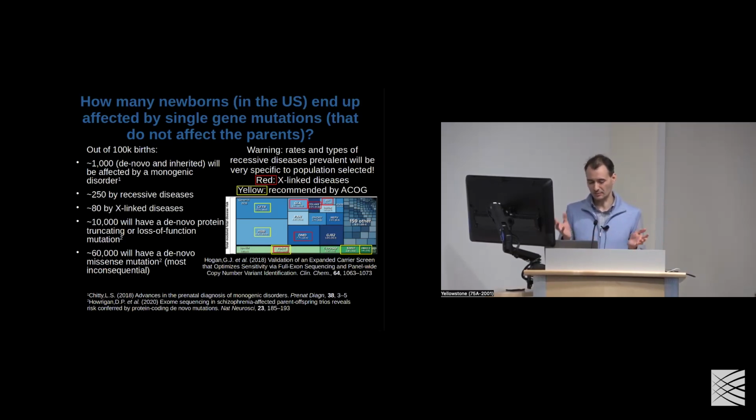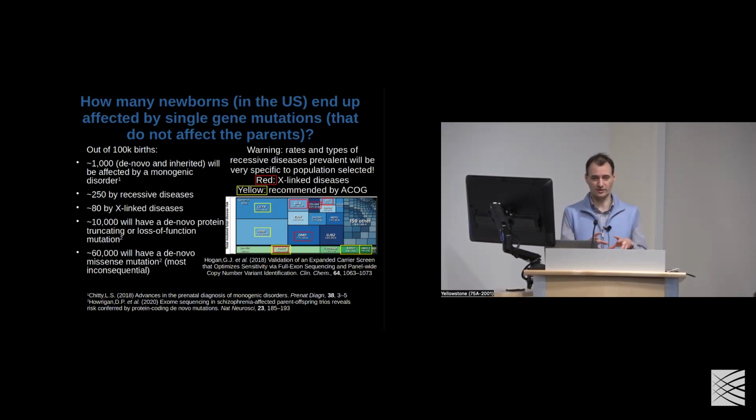One reference I pulled out says that maybe 1 in 100 kids are born with a single monogenic disorder, a single gene disorder. And so that would be something like 1,000 newborns out of 100,000 births. If you look at the recessive disease aspect of it, maybe 250 out of 100,000 births will have an autosomal recessive disease. 80 will have an X-linked disease, meaning a mutation in the X chromosome that will affect a male, as males only have one X chromosome.